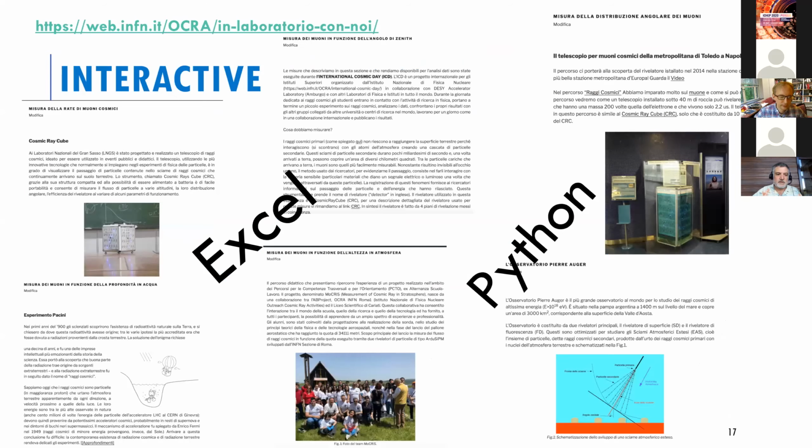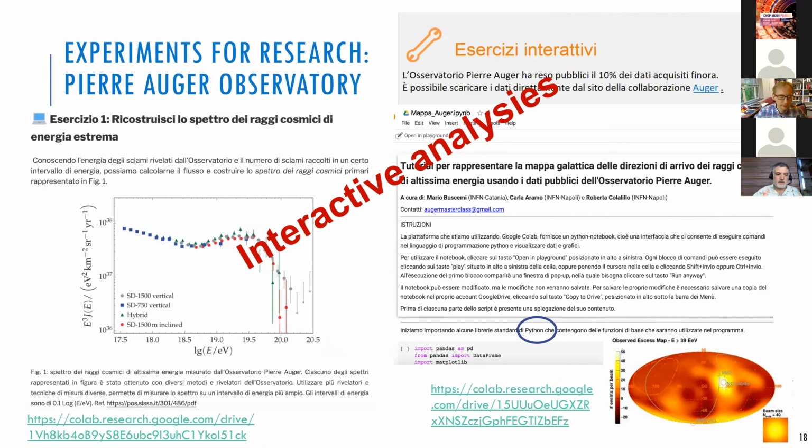All these activities have been developed to be interactive using Excel, but also Python with Google Colab. And all the activities have been developed for analysis of data from muon telescopes, but also from experiments like the Pierre Auger Observatory, like you can see in this slide, where you can see the spectrum of Auger data and the asymmetry.